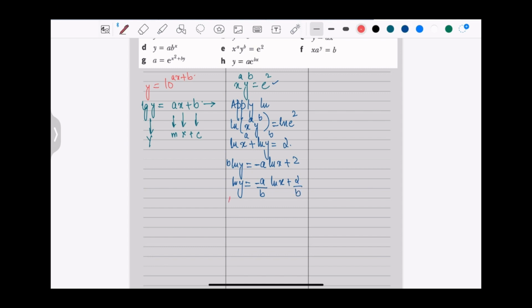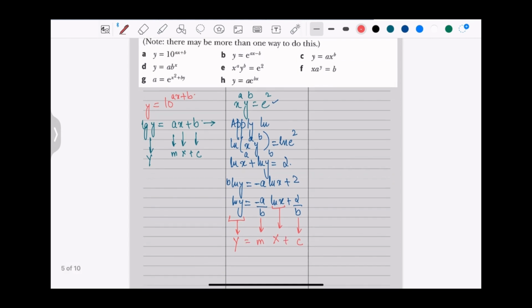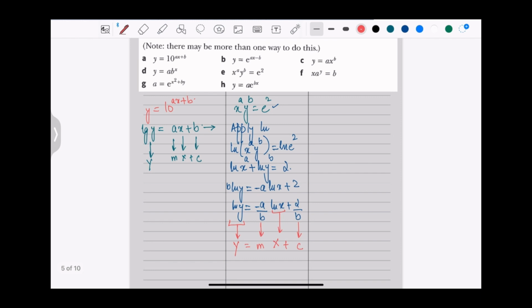Now look at this part. This is the y-axis. This is the gradient, negative a over b. This is the x-axis, and 2 over b is c. Let's take another example.